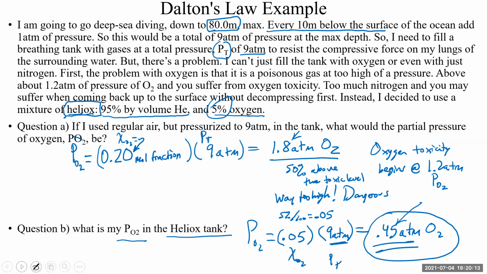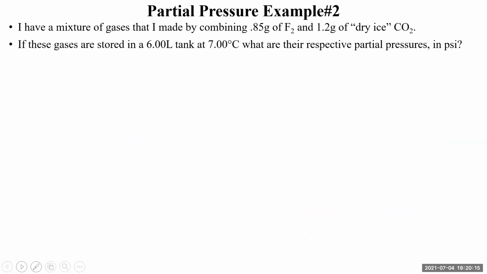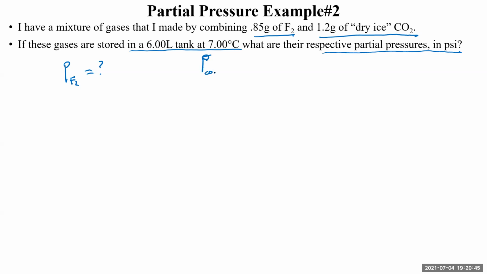Okay, let's take a look at another example. I have a mixture of gases that I made by combining 0.85 grams of fluorine and 1.2 grams of carbon dioxide. If these gases are stored in a 6-liter tank at 7 degrees Celsius, what are their respective partial pressures in PSI? Okay, let's take a look. So I want to find out the partial pressure of fluorine gas, and I want to find out the partial pressure of dry ice, carbon dioxide.